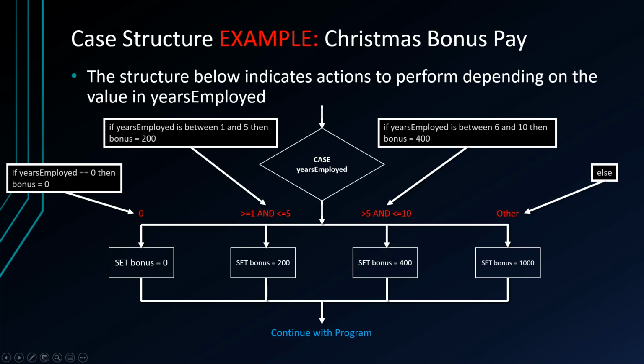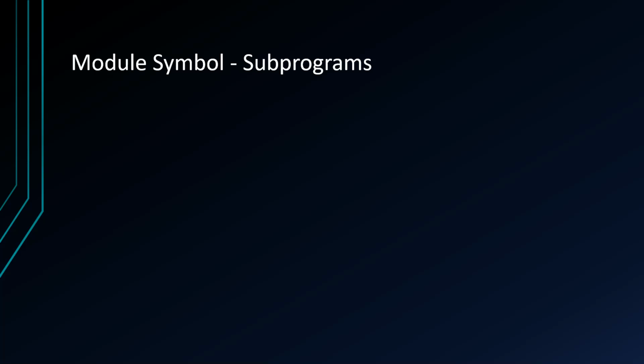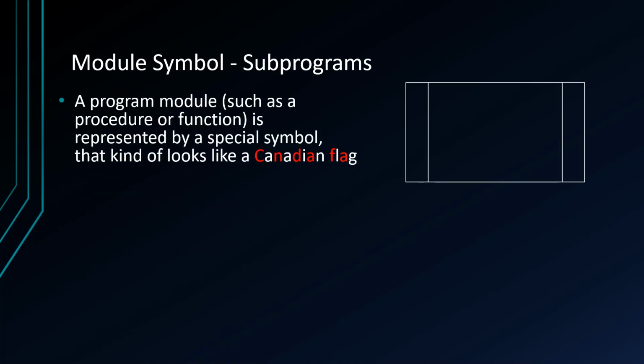But there's another symbol that we're going to learn today, and that's how we deal with subprograms or modules. So, module symbol, subprograms. A program module such as a procedure or function is represented by a special symbol that kind of looks like a Canadian flag. That's what students have commonly called it for years now that I've been teaching this course, the Canadian flag. But either way, this is what it looks like. It's a rectangle with 2 lines on the side to separate it from a processing.